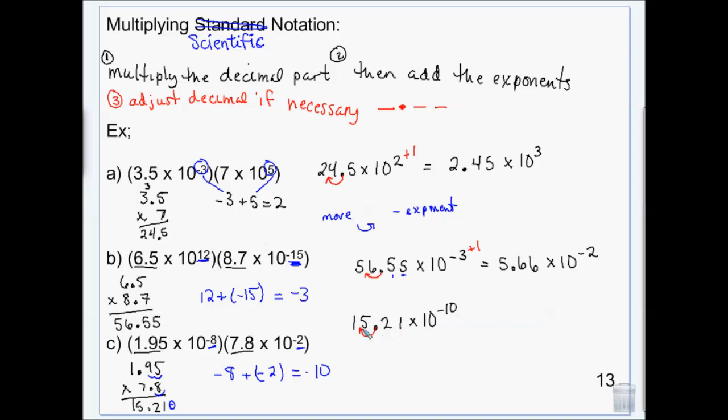Now you don't always have to adjust them, but it seems like in my examples they're all being adjusted. Oh, I moved my decimal the wrong way. So it would be negative 9. Yeah, so I add 1. So 10 to the negative 9. Now, just as an example, mostly when you multiply, you end up adjusting by moving to the left. It's when you divide that you usually end up adjusting by moving to the right, and we'll talk about that in just a second.